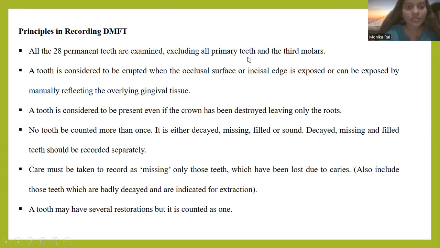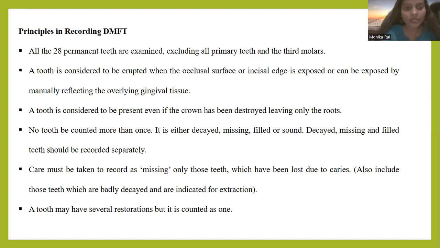A tooth is considered to be erupted when the occlusal surface or incisal edge is exposed or can be exposed by manually reflecting the overlying gingival tissue. A tooth is considered to be present even if the crown has been destroyed, leaving only the roots. No tooth is to be counted more than once. It is either decayed, missing, filled, or sound.